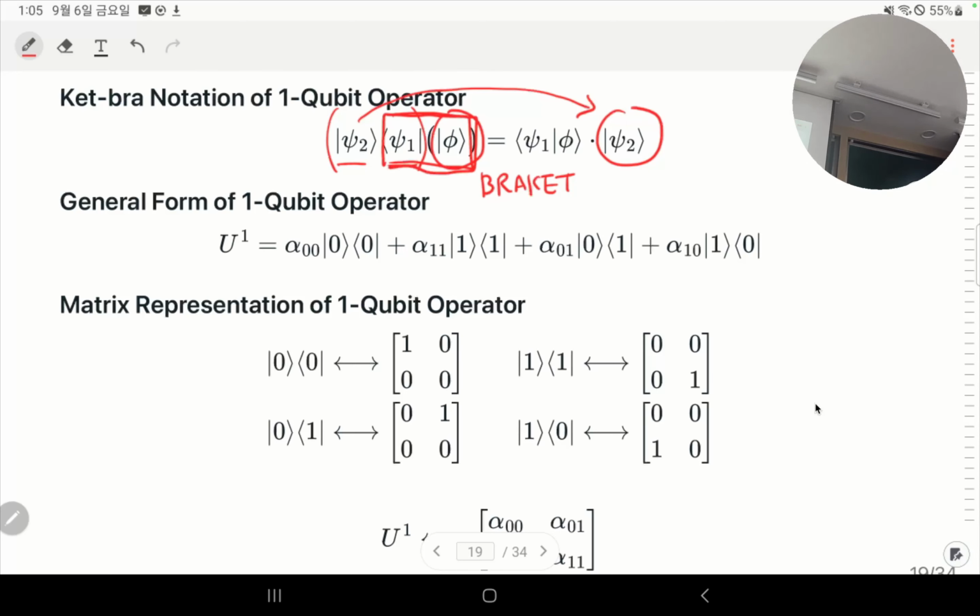The easiest way to construct a ket-bra is for one qubit, and it is a linear combination of these four ket-bras: |0><0|, |1><1|, |0><1|, |1><0|, and you can also express them as 2 by 2 matrices. So |0><0| means [1, 0; 0, 0], a 2 by 2 matrix. And you can easily come up with how this 2 by 2 matrix corresponds to the |0><0| ket-bra, because the bra is a 1 by 2 matrix, (1, 0), and the ket is a 2 by 1 matrix, (1, 0). So if you multiply these two matrices, you get 2 by 2, and the rest of the matrix representations are the same.